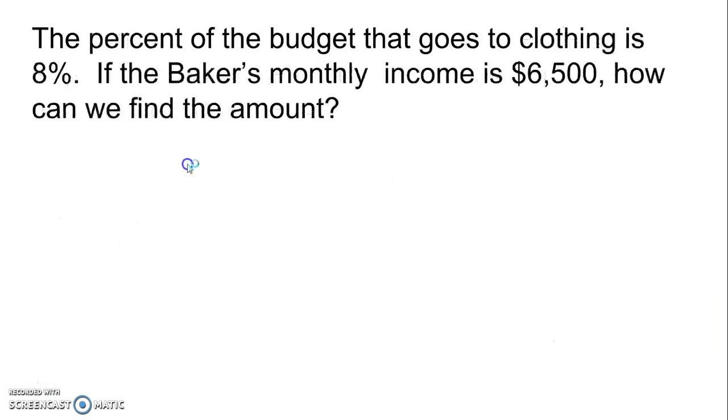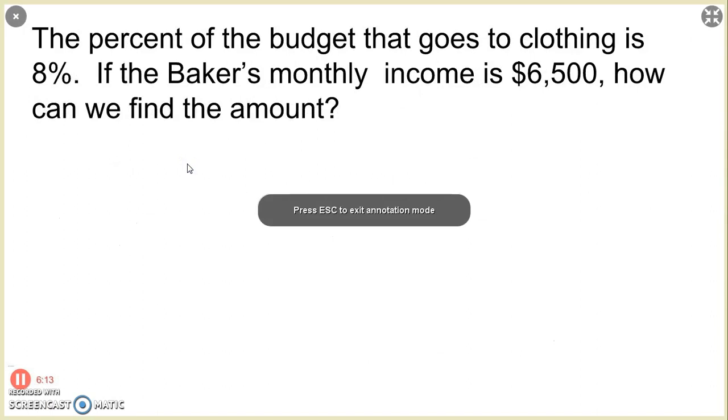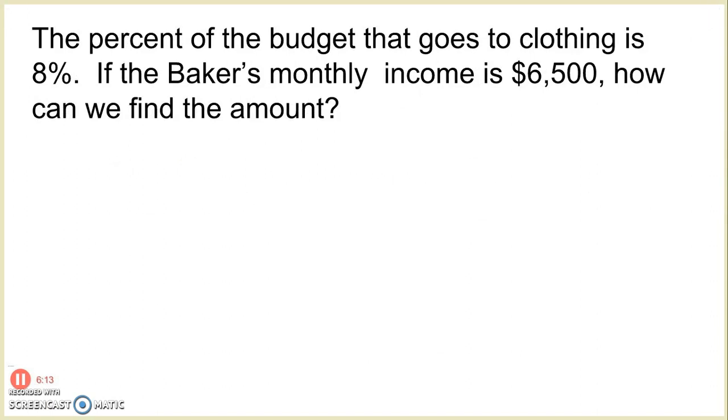For the next one, for clothing, the percent of the budget that goes to clothing is 8%. If the baker's monthly income is $6,500, how can we find the amount? Are we looking for the part, the whole, or the percent here? We should have picked part because we have our percent and we have our whole. Let's go ahead and set up our proportion.